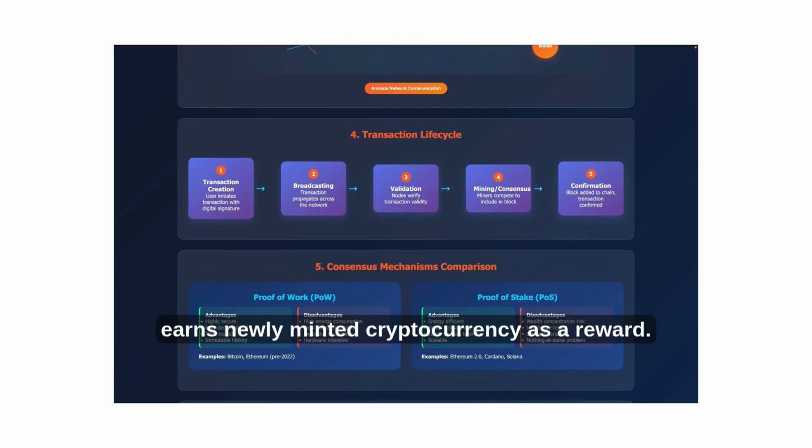a reward. This system is incredibly secure because attacking the network would require controlling more computing power than all honest miners combined, an extremely expensive proposition. However, this security comes at an environmental cost due to high energy consumption.